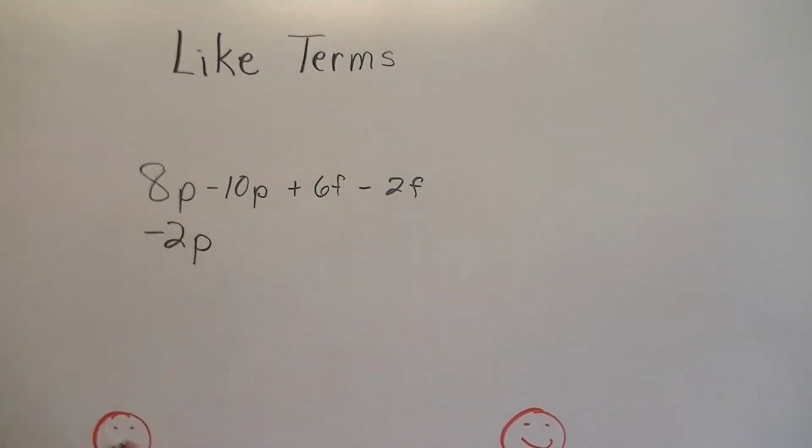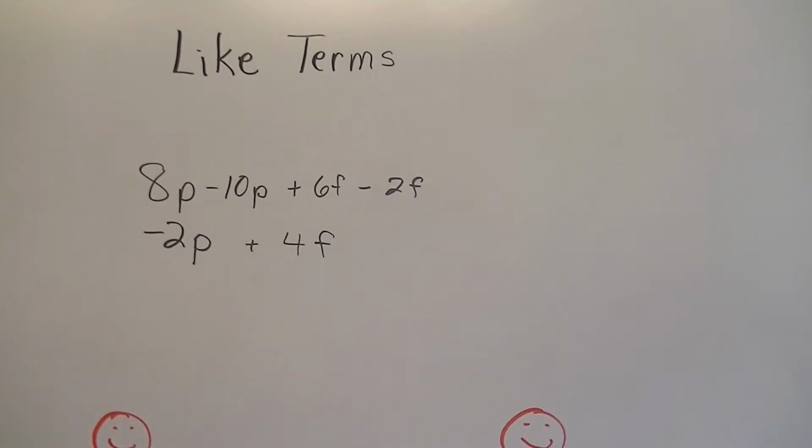And then now I go and look at my variable F. And I've got a positive 6F and a negative 2F. Again, they're different signs, so I would subtract, keep the sign of the bigger number. And this is actually your final answer. There is no further simplification that you can do with this.